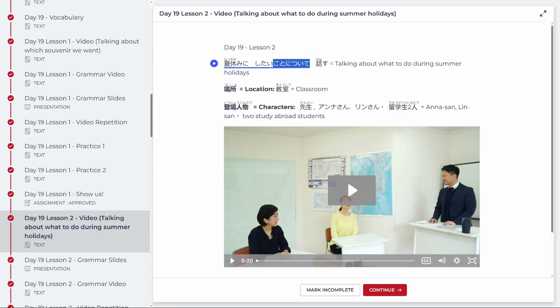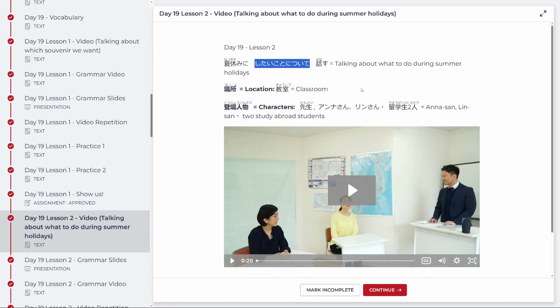What is this part? Yeah, so shitai is going to be the focus of this lesson. We're now saying want to do with verbs. Shitai. And then koto is just turning that into a noun, so it's like things we want to do. And then once again, nitsuite is like about. So very literally, we are talking about what we want to do on summer vacation or summer break.